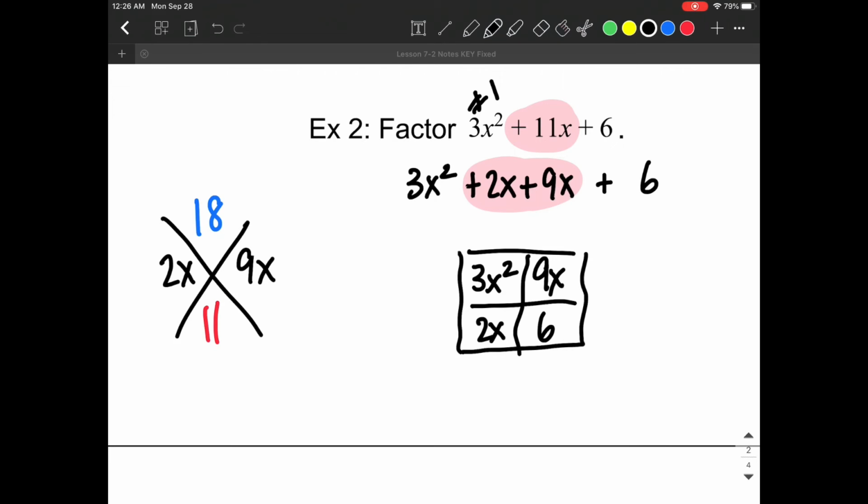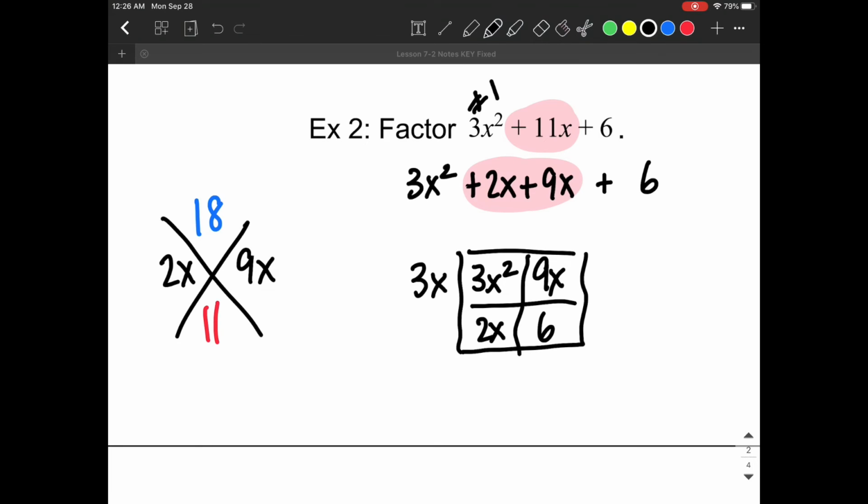And then the first thing I need to focus on is that x squared term, 3x squared. What two x terms multiply together to get that? The only option is 3x times x. So I need to decide, where do I put 3x? Well, I can't put it here because it's 3x times something to get 2x. That something would not be a whole number. I need whole numbers, so that doesn't work. So I got to put the 3x here by default.